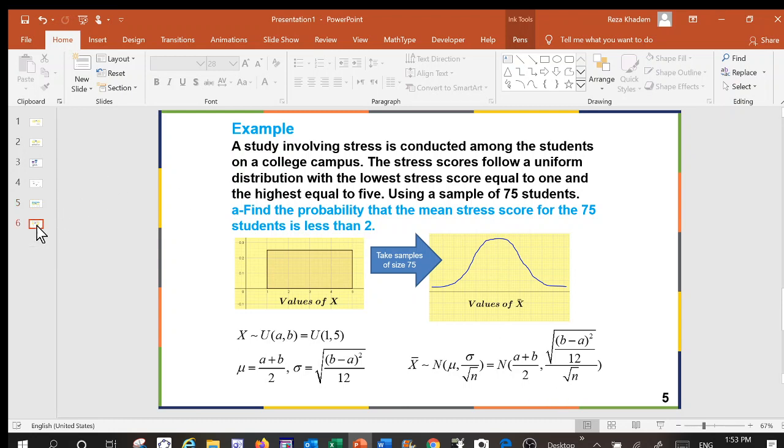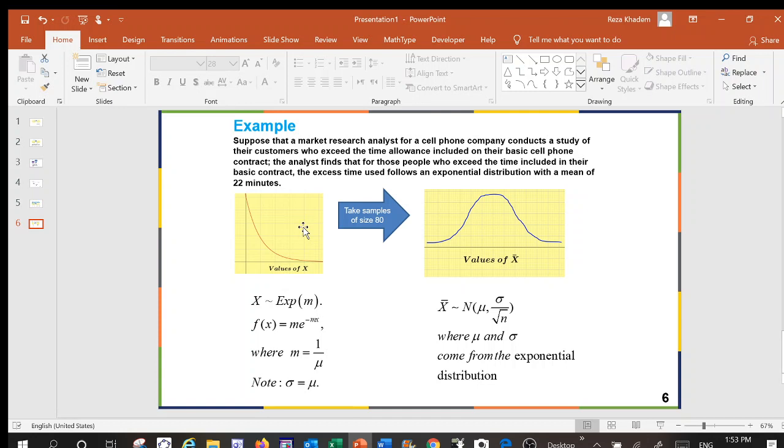Now, what if the original population is exponential? If that is the case, then again, according to the central limit theorem, the mean of the distribution of x bars, or it could be sums, but then I have a different formula for sums, remember? So the standard deviation of the x bars would be the standard deviation of the population divided by square root of n. But what is sigma for exponential distribution?